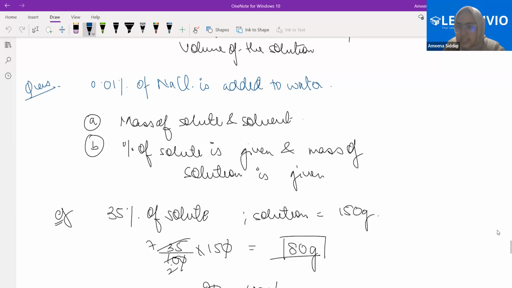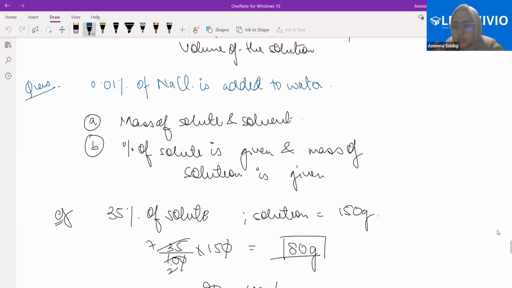Let's say the total mass of the solution is 78 grams, and I say that is the percentage of the solute out of that 78 grams. Please remember one thing: whenever we multiply by 100%, we make the whole a unit like 100, and then out of that we take it. Example, total mass is 78 grams. Out of that, 35% is the mass of solute.